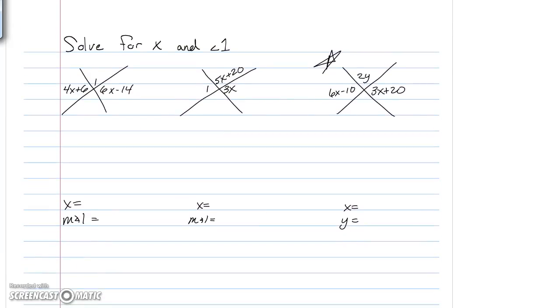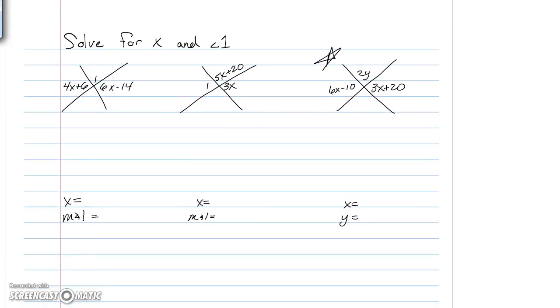Alright, a couple more. Then we'll do a tough one to end with. Solve for x and find angle 1. Okay, so you're on the lookout for, again, your x's and your straight lines for vertical angles and linear pairs.